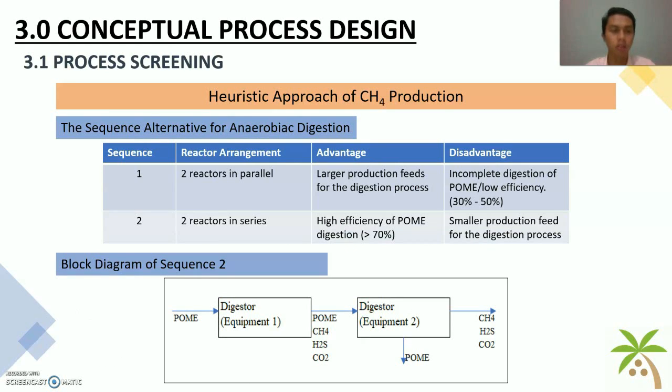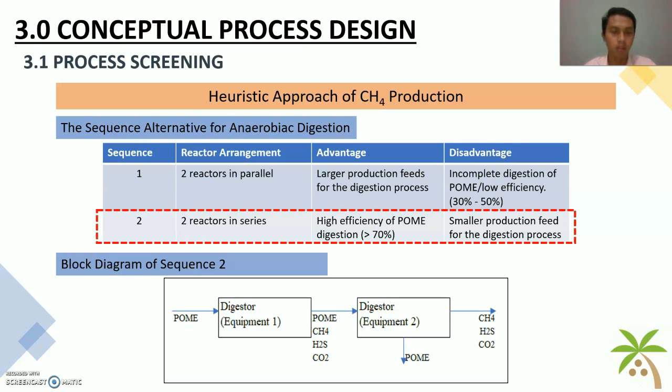So there are 2 sequences of alternative for anaerobic digestion. The first sequence is 2 reactors in parallel, and another sequence is 2 reactors in series. So our choice of reactor arrangement will be 2 reactors in series, or sequence 2, as it has high efficiency of palmate digestion, which can reach above 70%. So better biogas production and palmate treatment can be achieved. So the diagram below shows the block diagram of sequence 2 process.